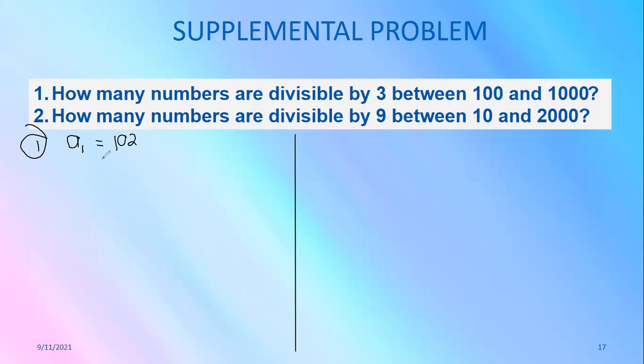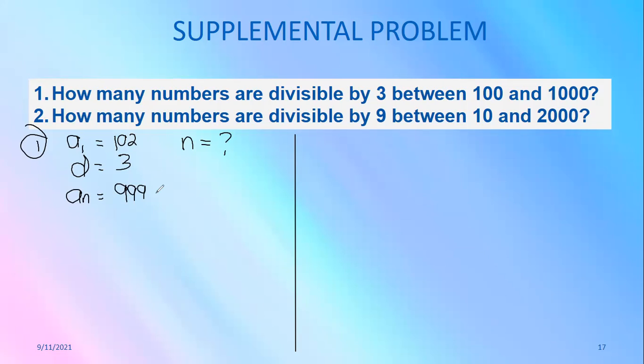How about, kasi we're looking for the number of terms. Common difference since it's divisible by 3, so it's divisible by 3. Okay, so the nth term, what is the largest number na divisible by 3 between 100 and 1,000? 999.